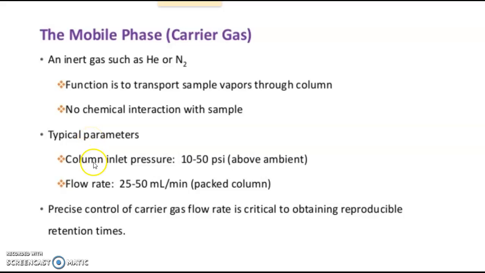Typical parameters: column inlet pressure is maintained at 10 to 50 pascals and flow rate is maintained at 25 to 50 ml per minute inside the packed column. Precise control of carrier gas flow rate is critical to obtaining reproducible retention times.